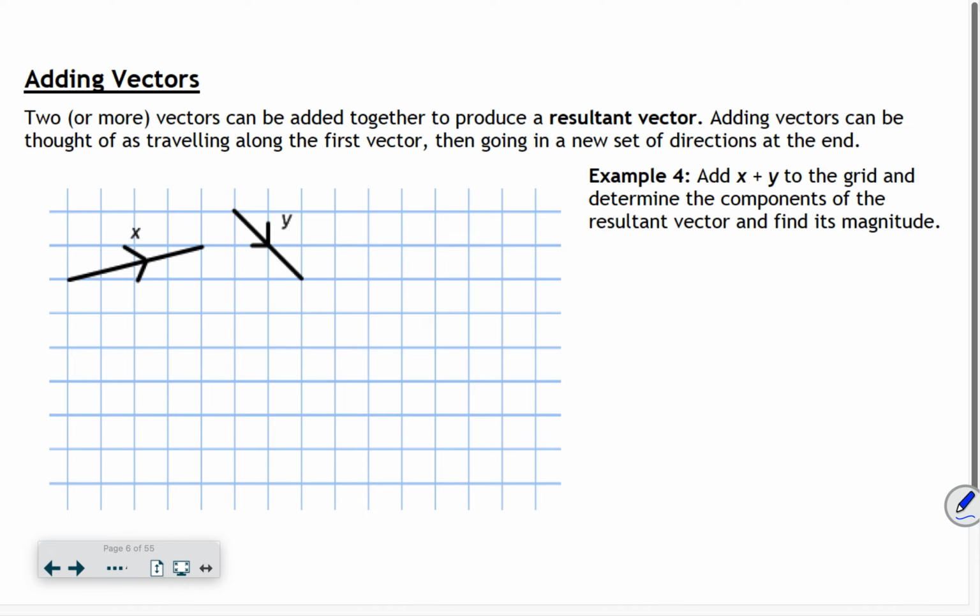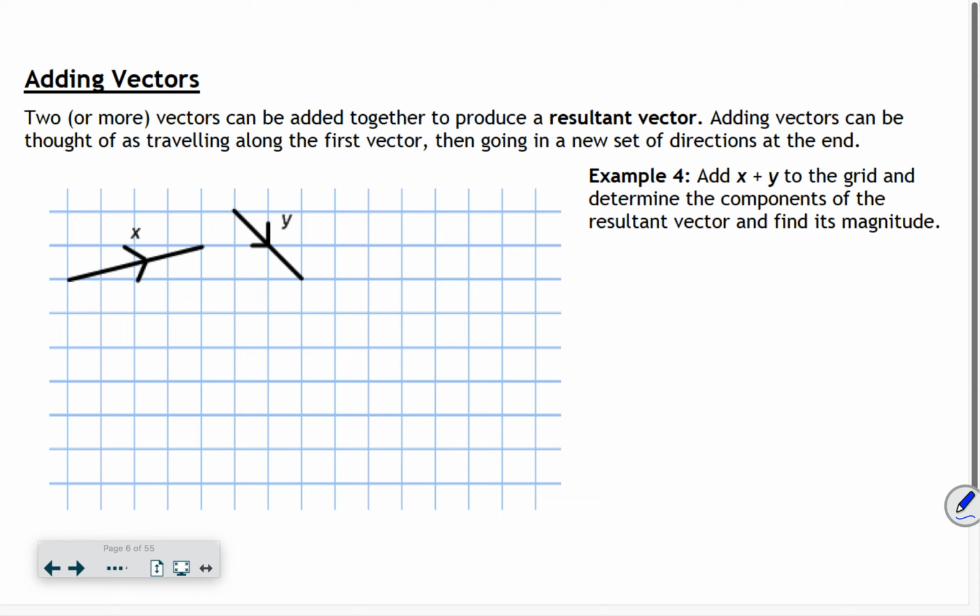to take a look at adding and subtracting vectors by drawing them. Okay, so when we add vectors together, we always join them nose to tail. Okay, so the nose of one vector becomes the tail of the next vector. Okay, so what we have here is we have the vector x and vector y.